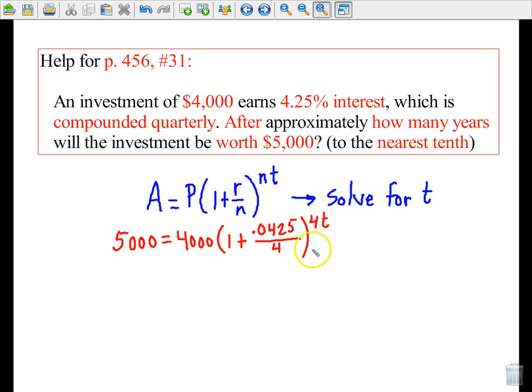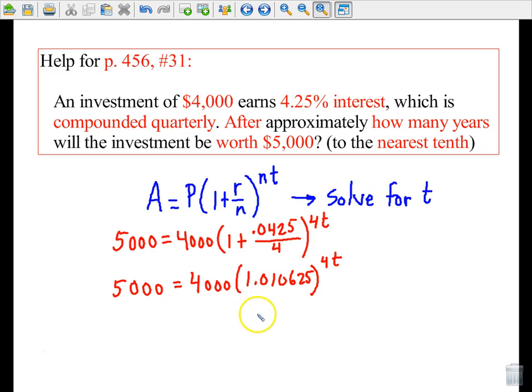We're looking for T. So the first thing I need for you to do is use your calculator and come up with the parenthesis. What is that value? 1 plus 0.0425 divided by 4. Okay. Who's got that? Lauren, do you have that? 1.010625. Okay. Everybody good on that?